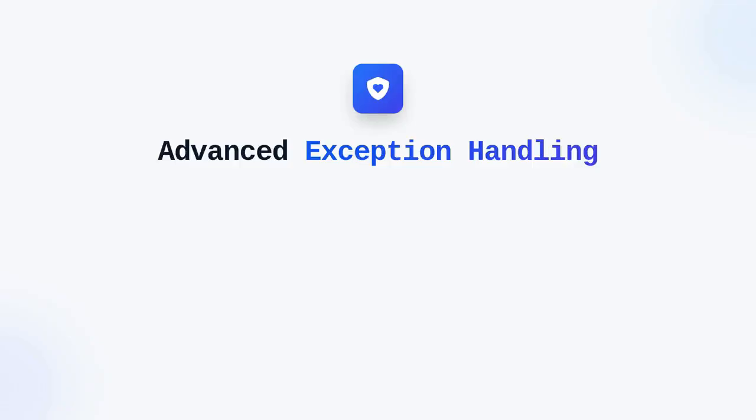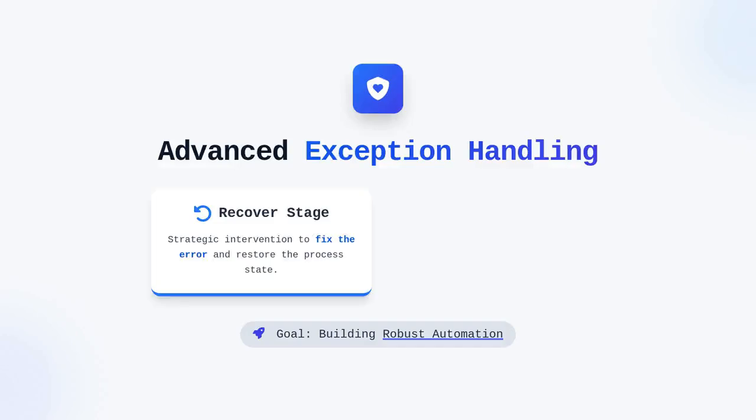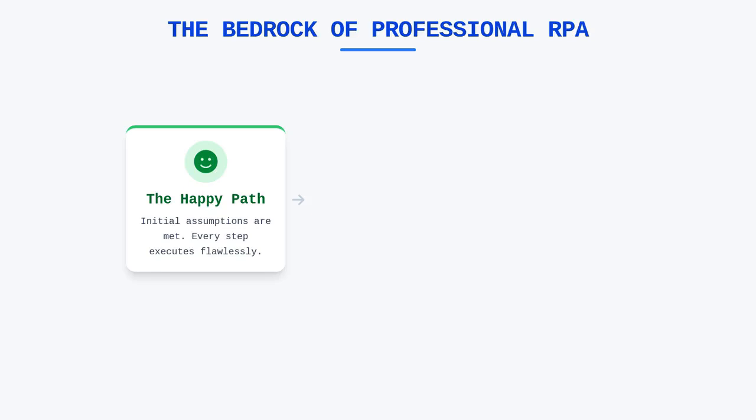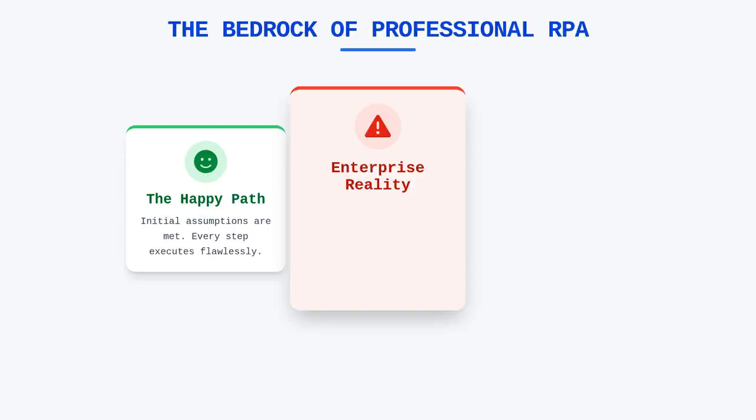Welcome to this section on advanced exception handling, where we will focus on building robust automation through the strategic use of recover and resume stages. In the world of software development, we often strive for the happy path, where every step executes according to our initial assumptions. However, enterprise environments are inherently unpredictable, and external applications will inevitably throw errors, lose connectivity, or return data in unexpected formats.